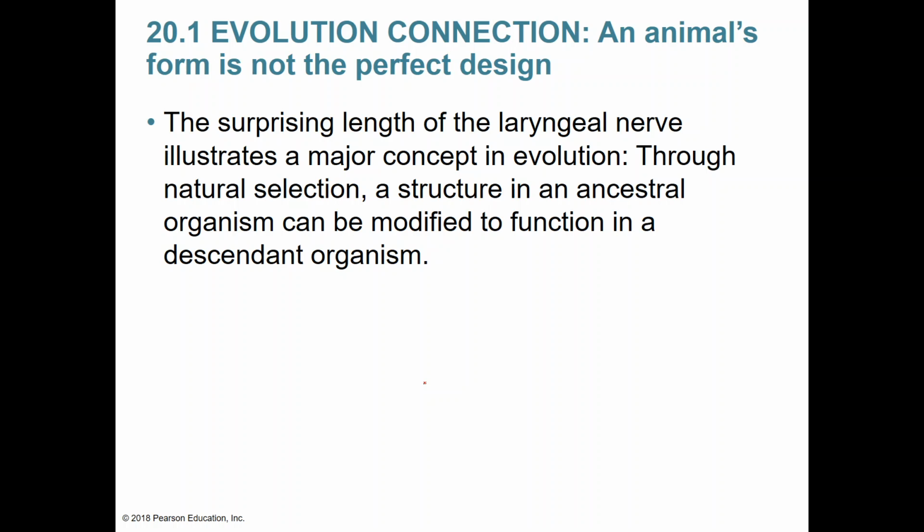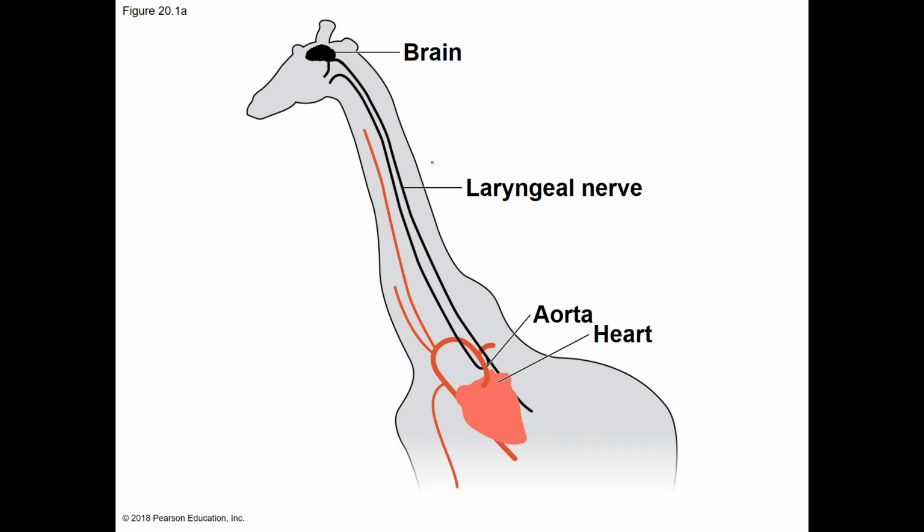This actually helps to illustrate this concept of evolution, and how the ancestral organism can become modified through its descendants to make a more adapted version. So here is an image of the laryngeal nerve. As we mentioned, it travels down from the brain, wraps around the aorta, and travels back up to the brain. So why does it have this long trip? It has to do with how these organisms evolved over time.